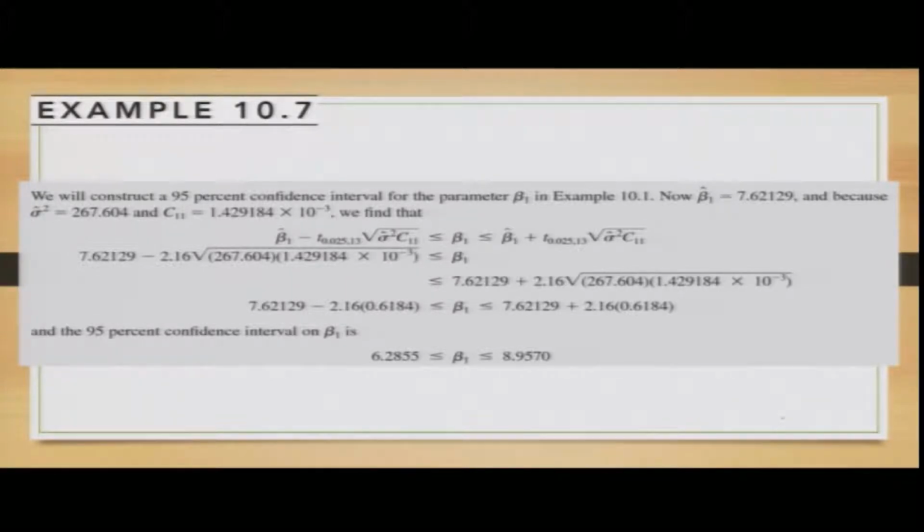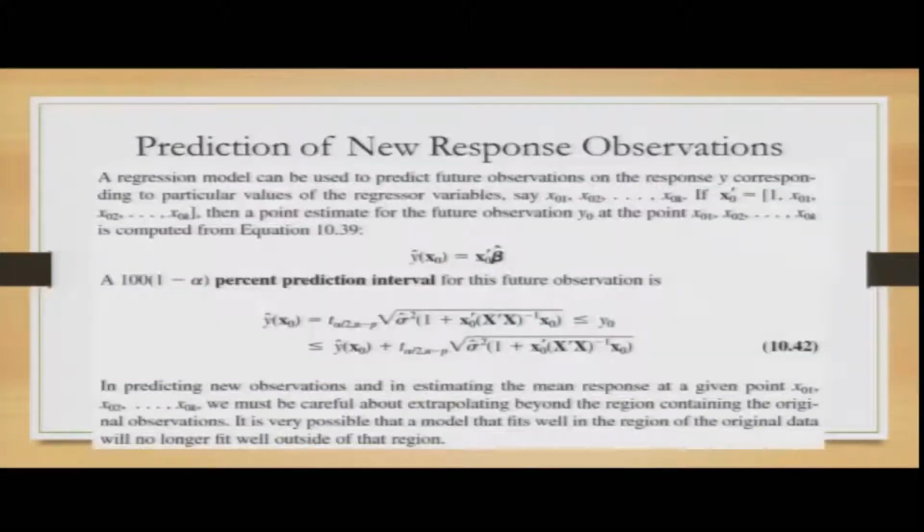Now, beta 1 hat is equal to 7.62, and because sigma square hat is given as 267 and C 11 is given as 1.42 times 10 to the power minus 3, we can find the confidence interval for beta 1. At a 95% confidence level, the left limit comes out to be 6.2855 and the right limit is 8.9570. If you change the 95%, the values of the left limit and the right limit would change. Depending on that, you can find the new limits of the confidence interval for the betas, depending on the level of significance.